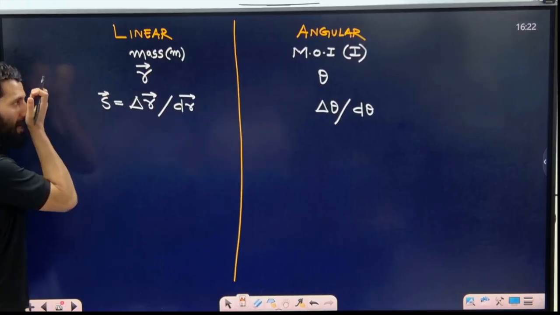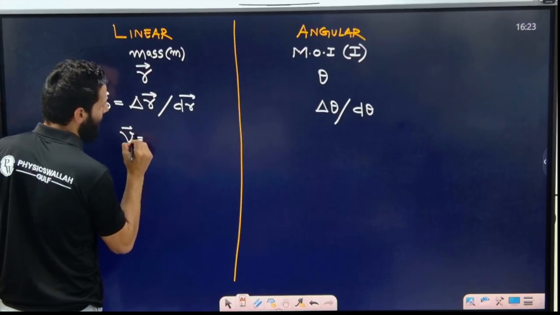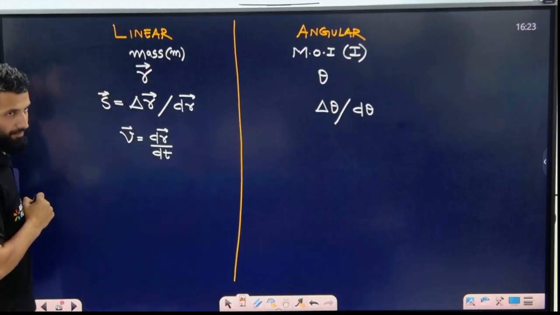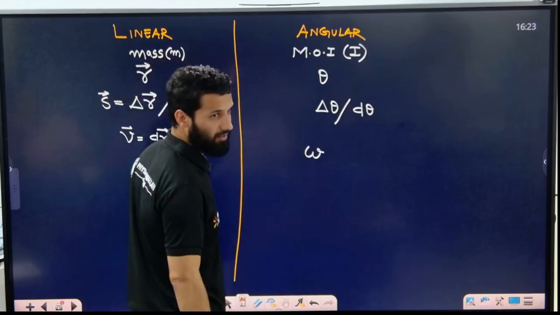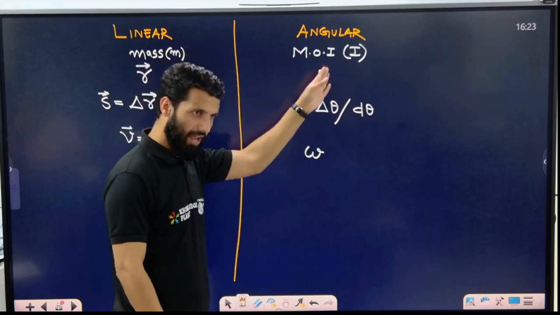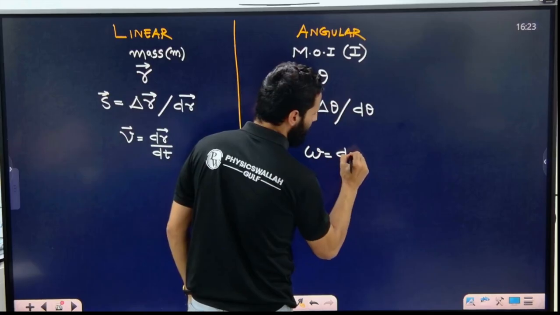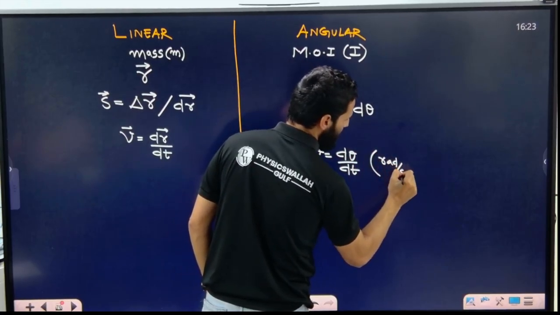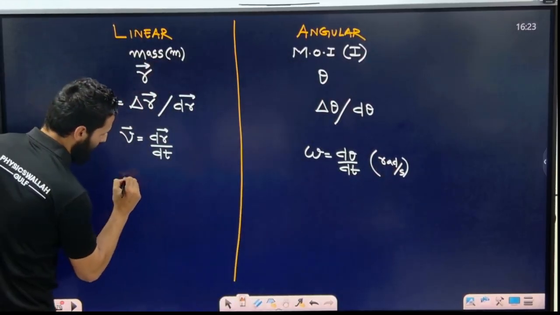Now after this we have velocity, linear velocity. How do I write linear velocity? Displacement divided by time, dr by dt. In angular terms, this is called angular velocity. What is the unit of delta theta? Radians. Angle minus angle is basically angle only. Now omega I will write as d theta by dt. Its unit is radians per second. The unit of linear velocity is meters per second.